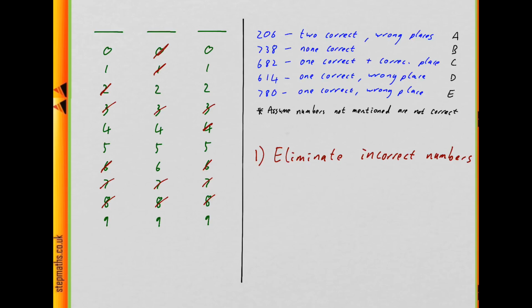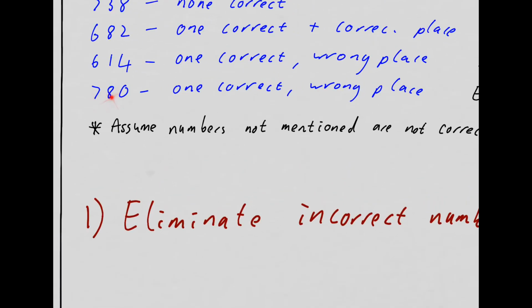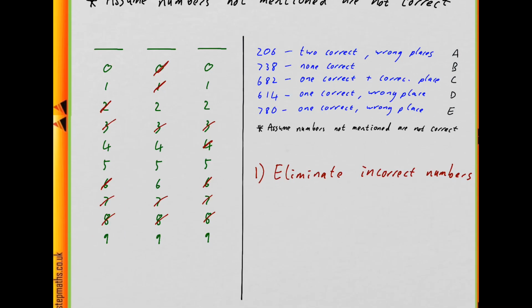And then if we look at the last one, 780, this is pretty much the same. It says 1 is correct and in the wrong place, so therefore we can assume none of them are correct and in the correct place. In fact, we've already eliminated 7 and 8 from all the columns, but this means we can eliminate 0 from the last column.